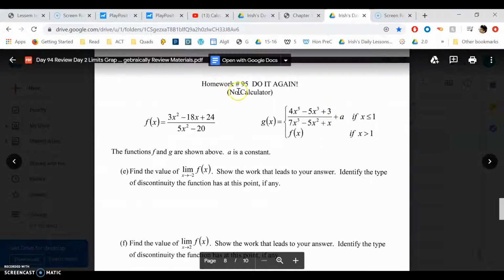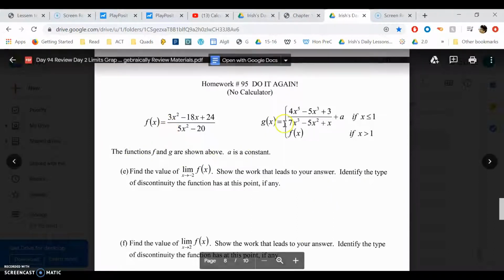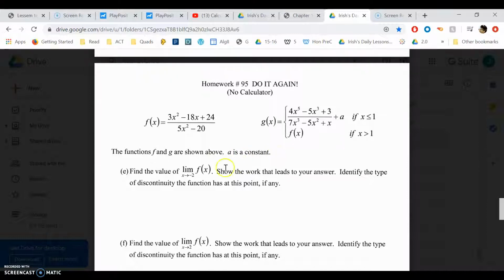All right, so here is the solution for homework number 95. Do it again. I asked you to do it by yourself first, so let's see what we got. We got F, we got G, and we got A as a constant. First thing, find the value as x approaches -2 of f of x.